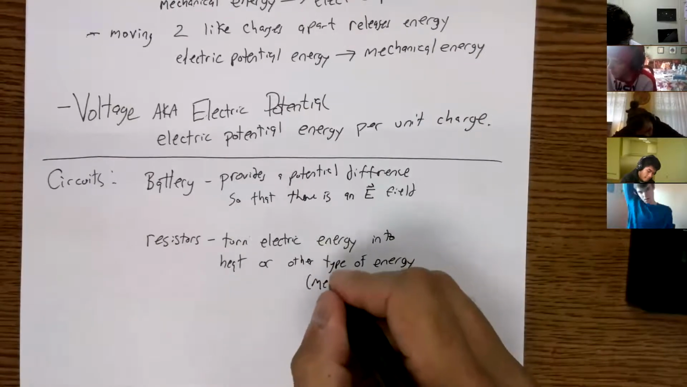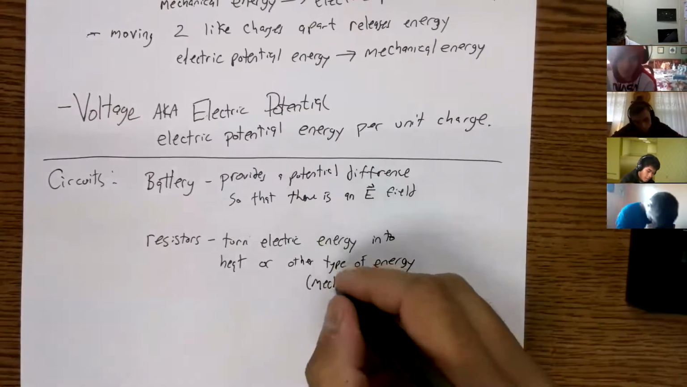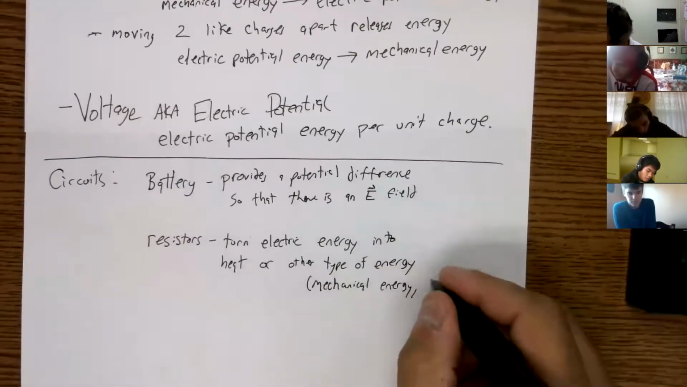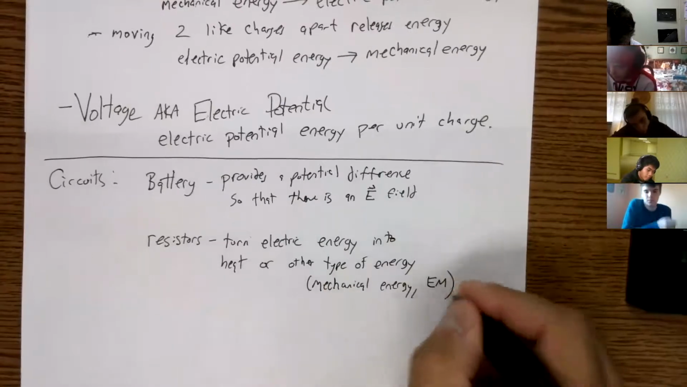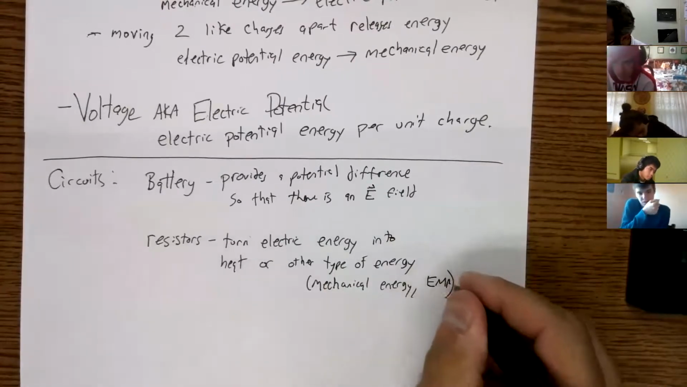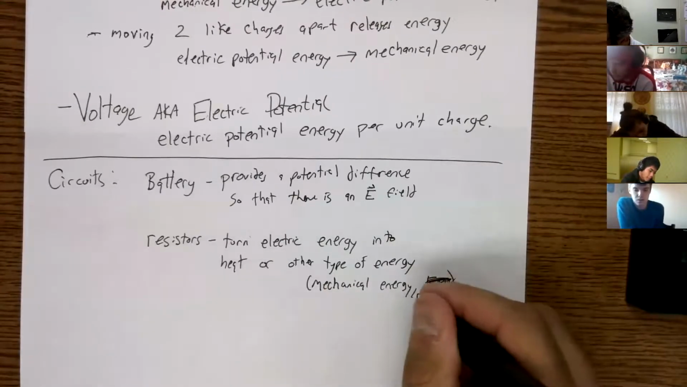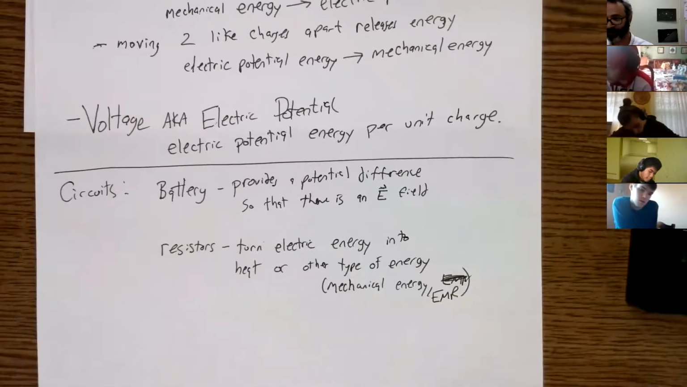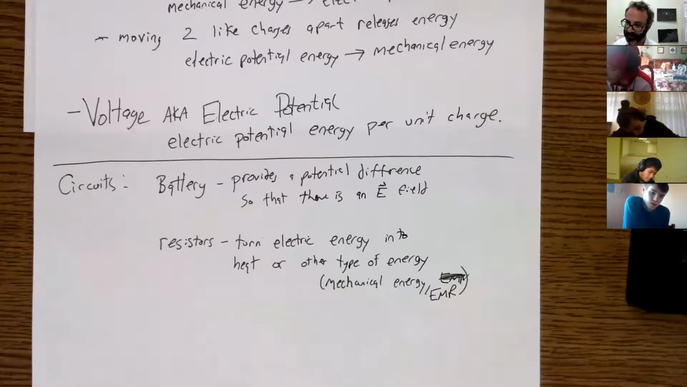Maybe mechanical energy, like if you're running a motor. Maybe electromagnetic radiation, if you're running a light bulb. Sorry, I'll write that over. EMR, electromagnetic radiation, right? A light bulb is turning electrical energy into light that you can see, as well as some heat that you can feel if you touch the light bulb.